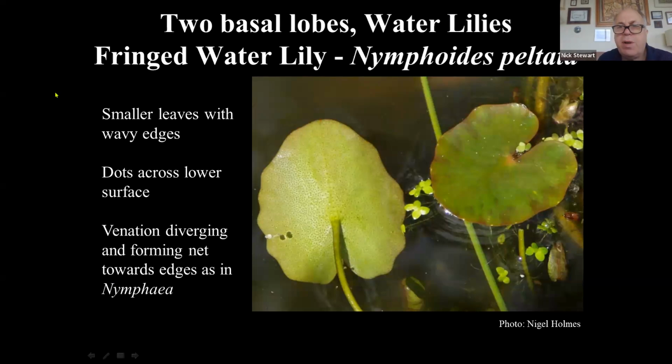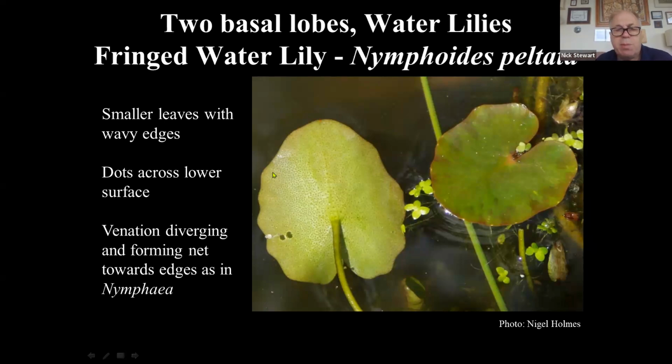The third water lily, the fringe water lily, is supposed to be native in parts of England, but is quite widely planted elsewhere, and it can cause quite extensive problems, it can take over some lakes. It also has venation rather similar to the white water lily, the Nymphaea, although the venation isn't quite so easy to see. What is much more obvious is that all across the leaf there are these little dots on the underside of the leaf. You can see little fuzzy dots all across the leaf, which is distinct to this species.